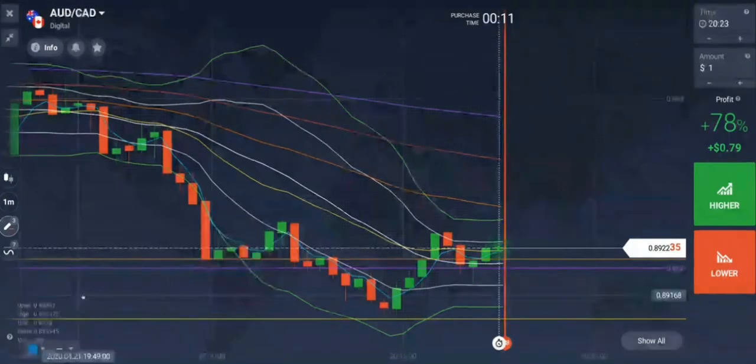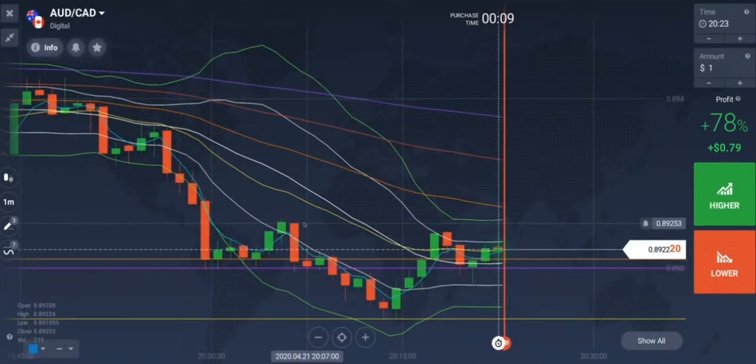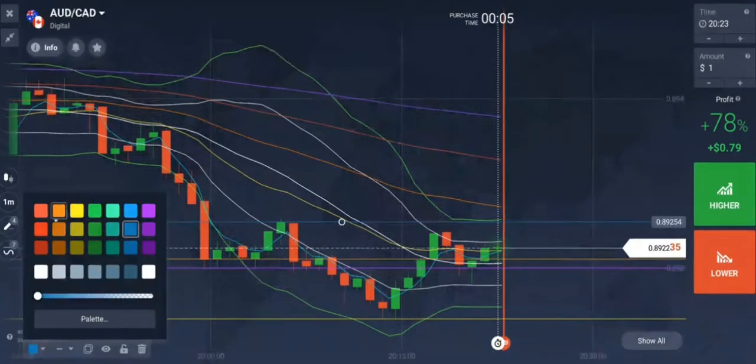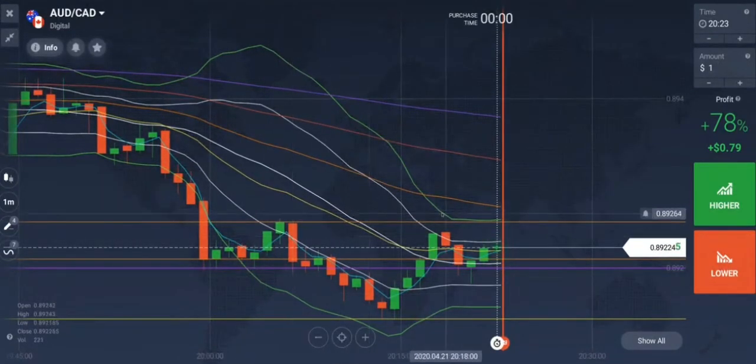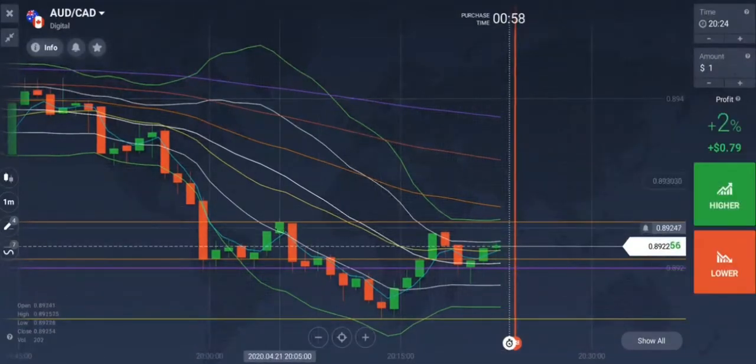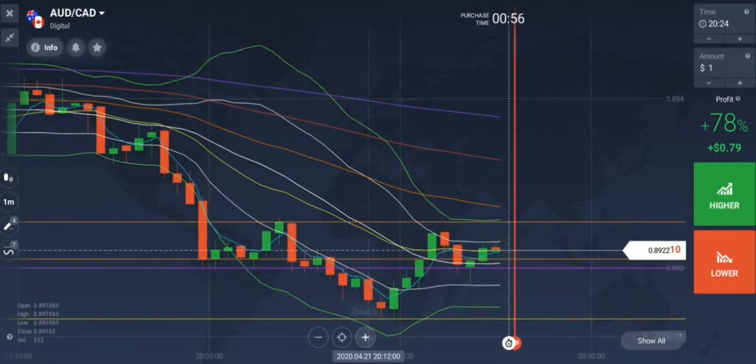So we have a downtrend, we have a pullback till this level, okay, which is like a neckline. So in order for an uptrend to be in a breakout, it has to clear this level. Let me explain to you.